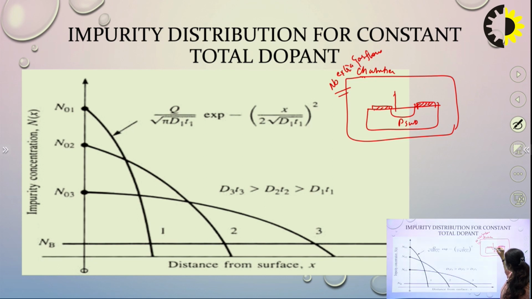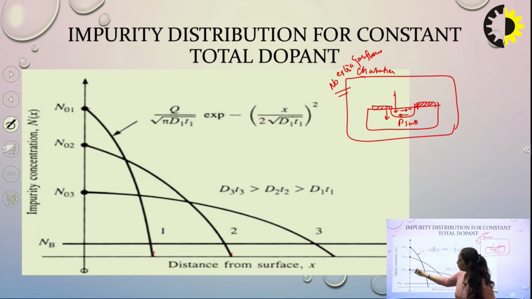So obviously we have maximum concentration here, more concentration will be at this point, and we are going to have less concentration at this point, right. So when we go deep down the substrate, your concentration also decreases, right. So here we can see that when we are closer to the surface, this is your case 1, we have good concentration. When we move down the substrate, your concentration decreases to N02. When we move further inside the substrate, we have the concentration N03.